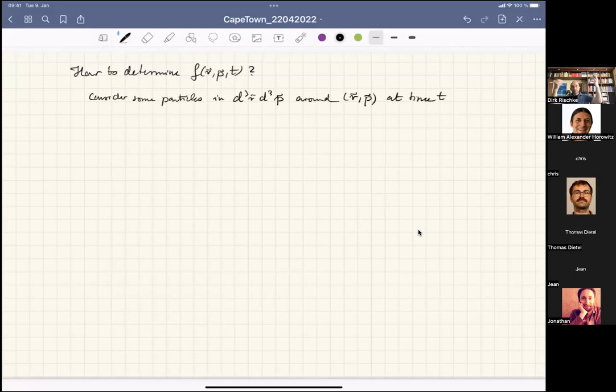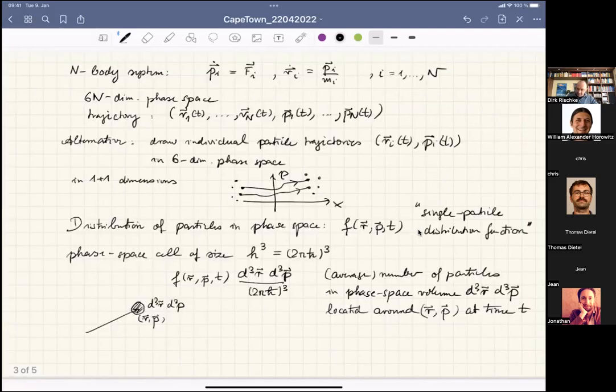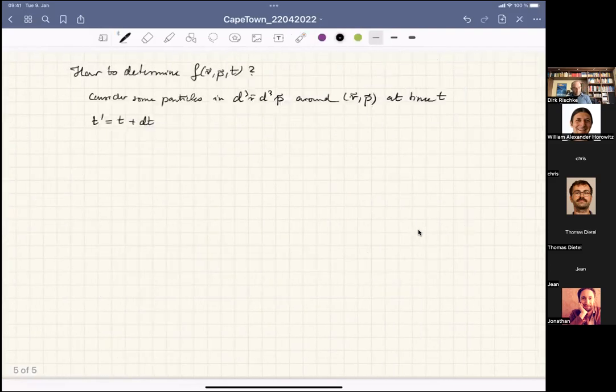Okay, and then what happens at some later time? At t prime, t plus dt. Of course, all these particles will move around, just like in this picture that I've drawn here. So these guys here will move, and then they end up here. But I can, of course, determine where they end up because I know their equations of motion, right? And I just considered an infinitesimal time interval dt.